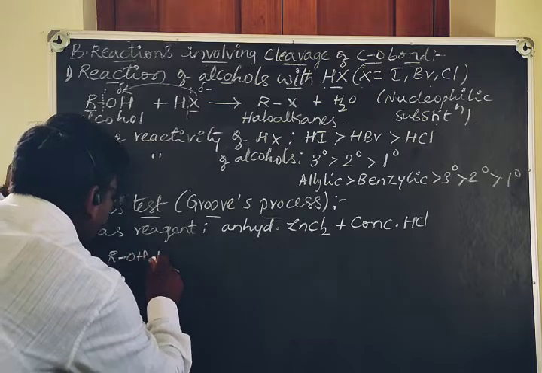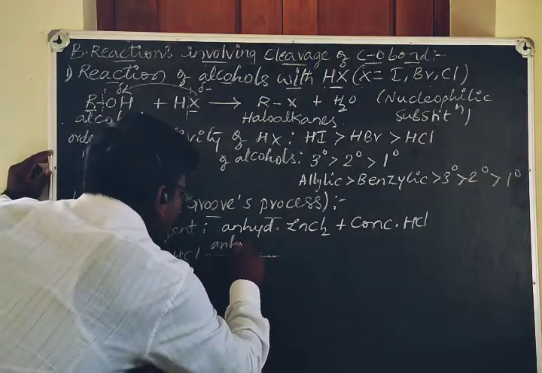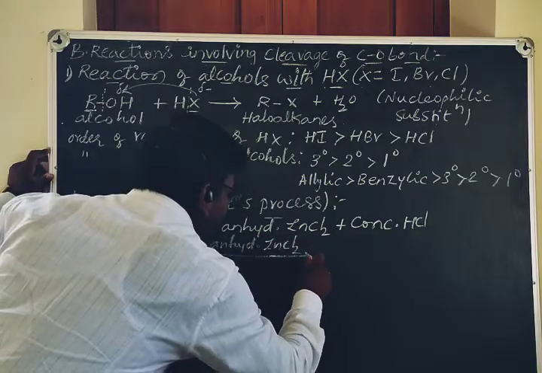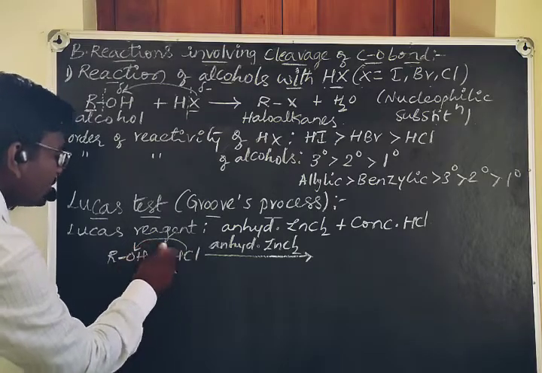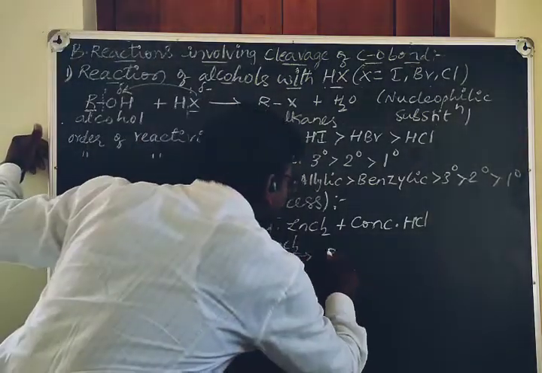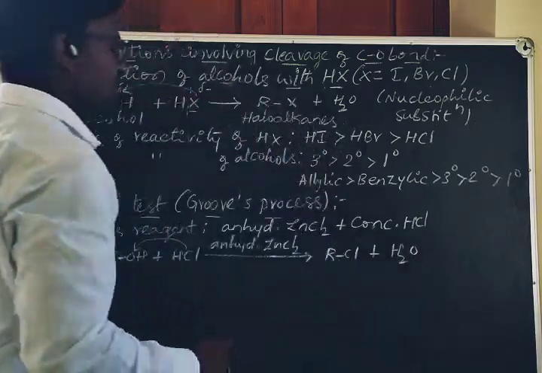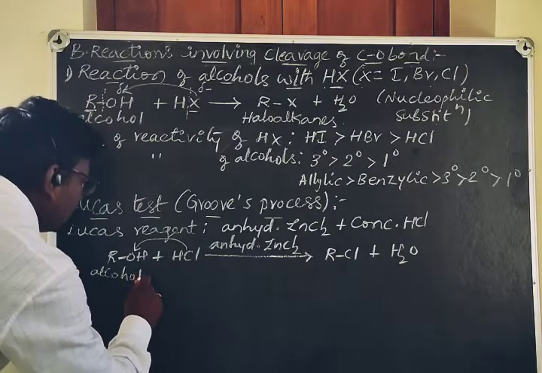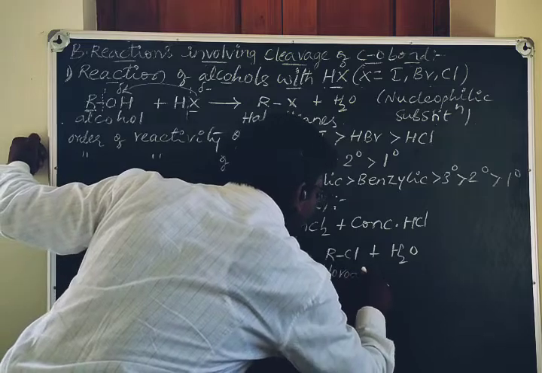ROH plus HCl in the presence of the catalyst, anhydrous zinc chloride. What happens? The replacement of this OH with Cl takes place. You will get RCl plus H2O. Here, this is the alcohol, and this is the chloroalkane.